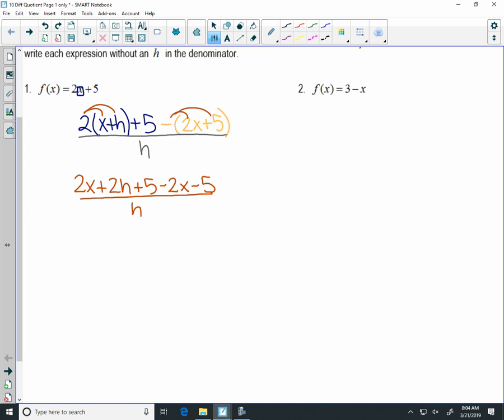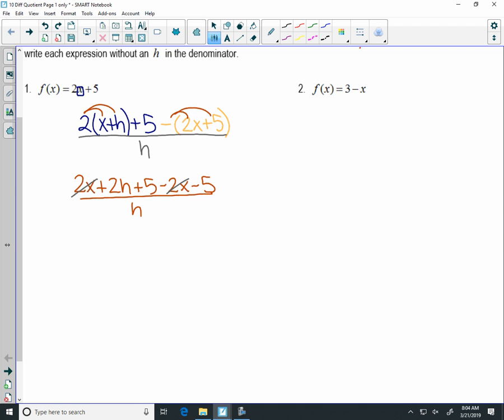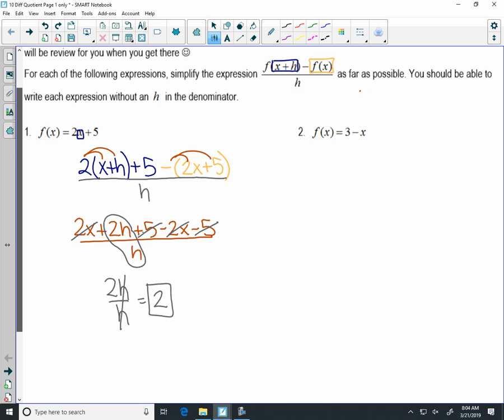If we look at what we can cancel at this point, I have a positive 2x and a negative 2x. I have a positive 5 and a negative 5. So what I'm left with is 2h over h. My h's cancel, and I'm left with 2. Beautiful. So I think the two things that are tricky about this are, one, the initial plugging in, remembering all the pieces, and then just being precise with your algebra.